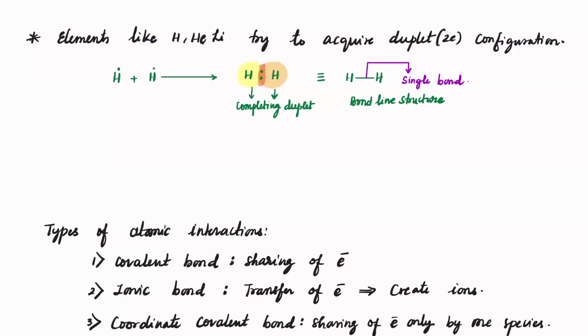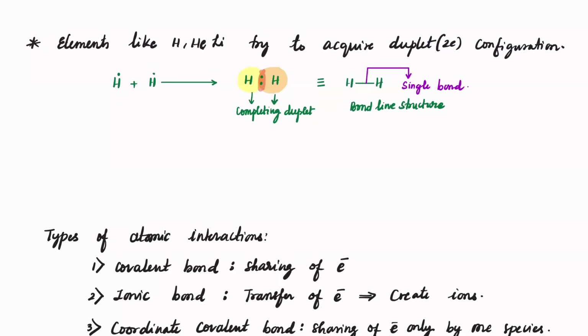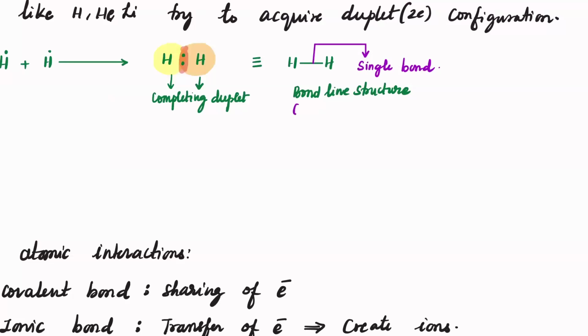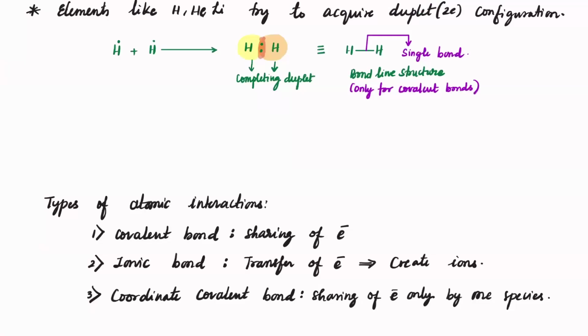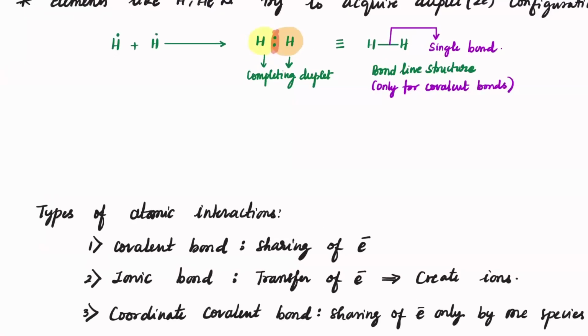And remember, the bond line is written only for covalent bonds. Only for covalent bonds. Now, what are covalent bonds? I'll give you a better description going ahead. So just as of now, keep that in mind.